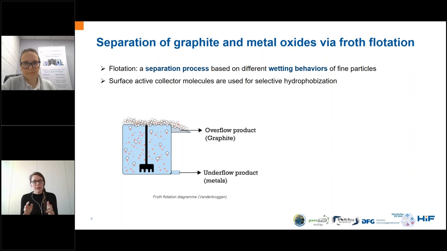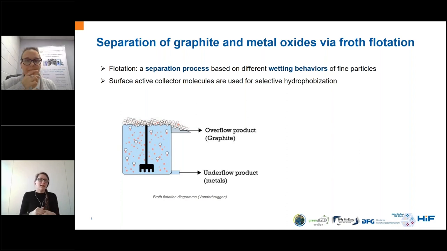So if you put all of these particles in a huge tank, as you can see here on the left, usually you have a rotor stator system, so you have a lot of turbulence and mixing going on, and then you add air. The bubbles will be very finely dispersed and they will collide with the particles. And the particles which are rather hydrophobic will attach to the air bubble, they will rise to the top, and then you can collect the froth. Basically then you have your concentrate, or in the case of the batteries, we would call it the overflow product, which would be the graphite. And we have the underflow product, which are the cathode active materials, because they would stay in the suspension. And this is how we would separate the graphite from the metal oxides.